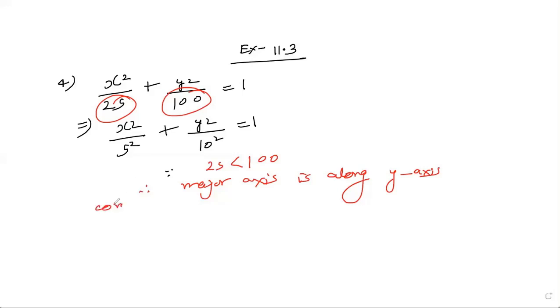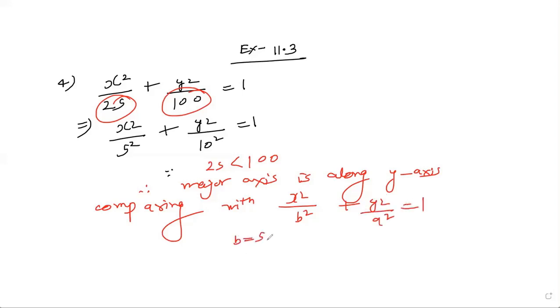So now we'll say, comparing with the second form, that is x squared by b squared plus y squared by a square equal to 1. So b we can directly say is going to be 5 and a is our 10. So that means we can directly say the vertices. Therefore vertices will be 0, plus minus a, right? So that means it's going to be 0, plus minus 10. 10 for the upper one and minus 10 for the lower one.